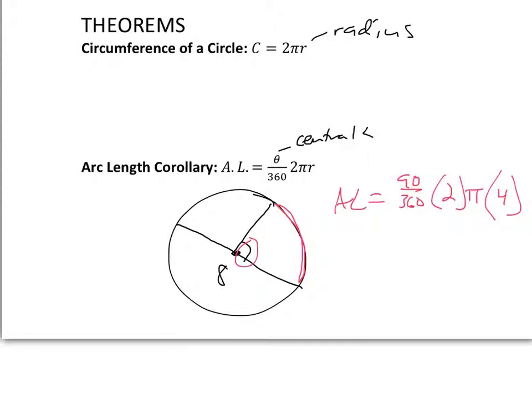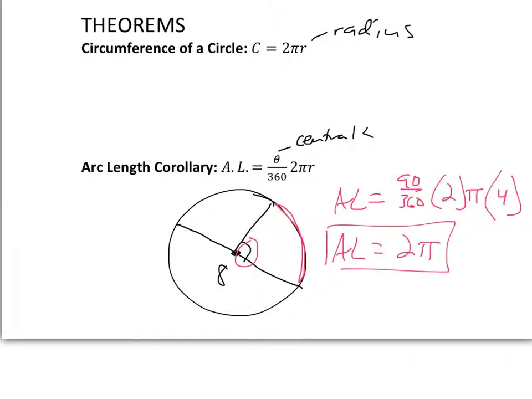So all we have to do is figure out how to simplify this. Well, I want pi in the answer, so I want you to type in your calculator 90 over 360 times 2 times 4, and you should get 2. So the answer would be 2 pi. That's all you have to do.